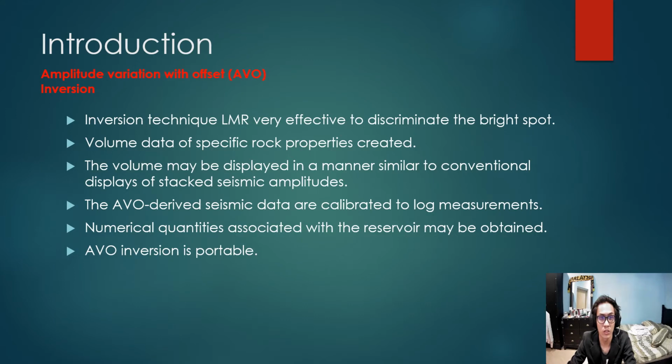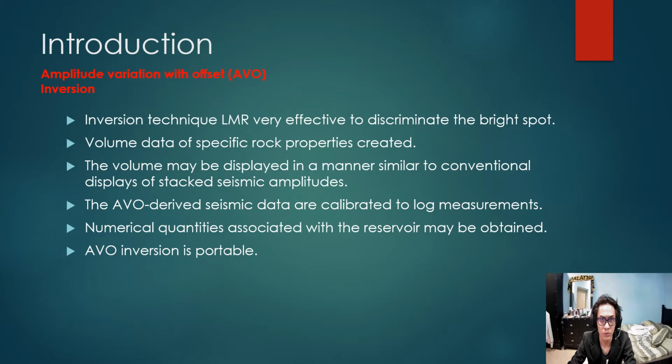And next, I will explain a bit about the amplitude variation with offset (AVO) inversion. So this AVO inversion technique that will be used is the Lambda-Mu-Rho inversion, which is very effective to discriminate between gas-saturated and brine-saturated post-stack bright spots. Using this method, it can reduce the uncertainty and clarify the risks associated with drilling bright amplitudes.